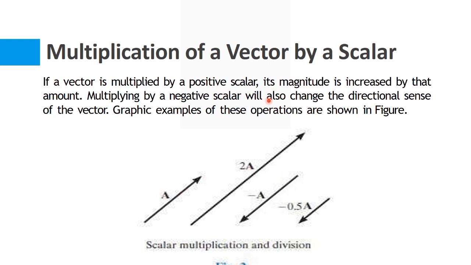Similarly, multiplying by a negative scalar will also change the directional sense of the vector. For example, this is a vector A, and if we multiply it with a scalar -1, then the magnitude of this vector would be -1 times A, which is -A, and the direction would also become opposite to A. So this would become a negative vector. Similarly, if we multiply this vector A with a scalar of -0.5, then the magnitude of this vector will become -0.5A, and the direction would also change to the opposite direction.